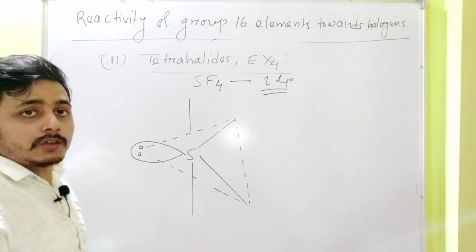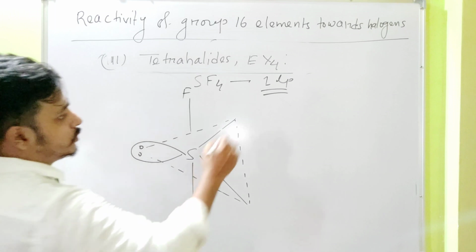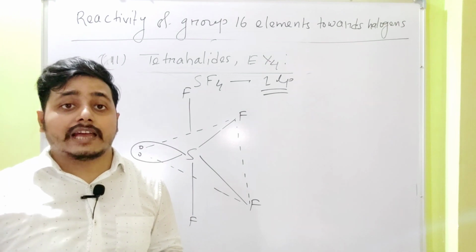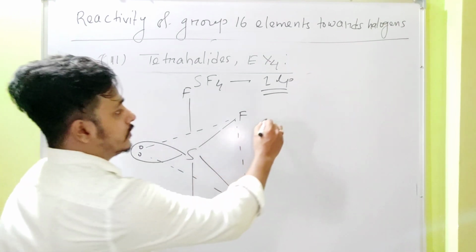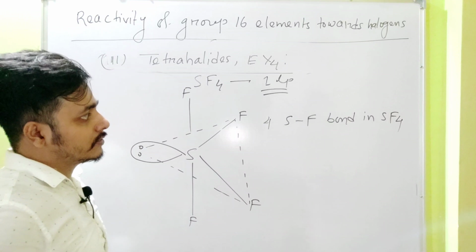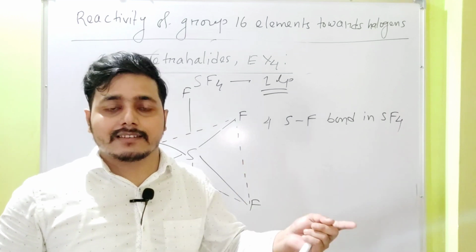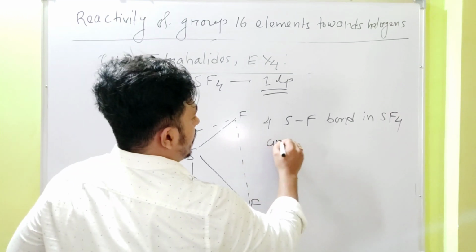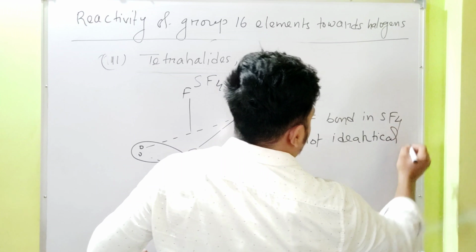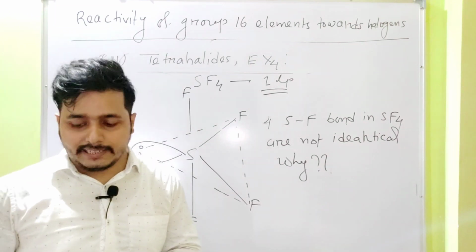Now put the 4 fluorine atoms. 2 are at axial positions and 2 are at equatorial positions. What about the bond length of the 4 SF bonds in SF4? Are all 4 sulfur-fluorine bonds identical? No, they are not identical. Why? Let me explain.